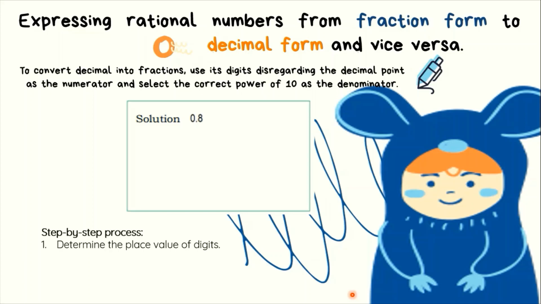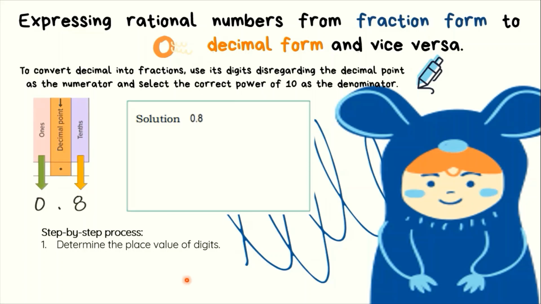First, we have to determine the place value of the digits. Ano nga ba si 0? Ano ba si 8? Ito ang kanyang place value ayon sa place value chart. Nahahati sila ng decimal point sa gitna. Lahat ng mga nasa kaliwa ni decimal point ay whole numbers. 0 is 1 sa kanyang place value. Lahat ng nasa kanan ng decimal point ay yung kanyang decimal part at ang place value ni 8 ay tenths.